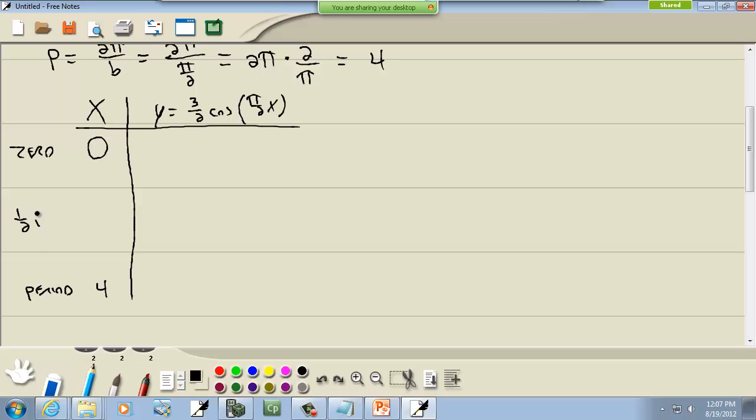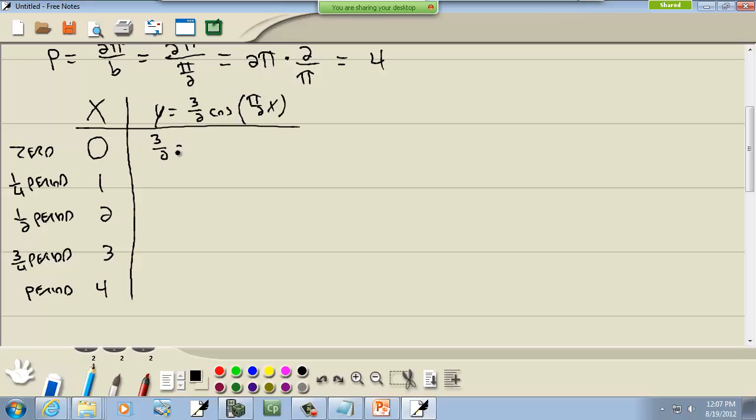So we got 1/2 our period here in the middle. 1/2 times 4 gives us 2. This is always 1/4 of a period. 1/4 times 4 gives us 1. And this is always 3/4 of our period, which would give us 3. So we'll plug those in.